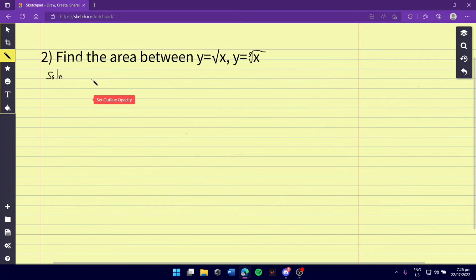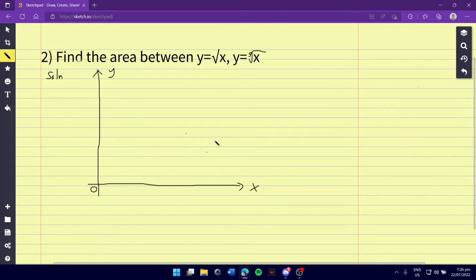So this is your answer from example number 1. In example number 2, we will use two methods, the vertical and the horizontal strip. So first, we're going to use the horizontal strip. In order to plot this, we will use our tabular method. First, we need to plot the graph. This is your y-axis, this is your x-axis, and this is your origin.